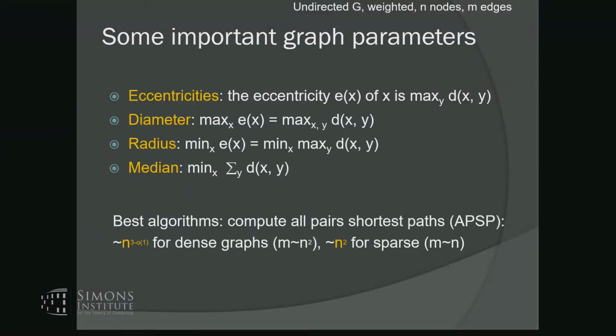And so in particular, that's going to take time like n cubed for dense graphs, where you have n squared edges. And then for sparse graphs, that's going to take n squared time to run all pairs shortest paths. So these are the two running times that we're working with, and that we want to show hardness for: in dense graphs, you can't do anything better than cubic, and in sparse graphs, you can't do anything better than quadratic.